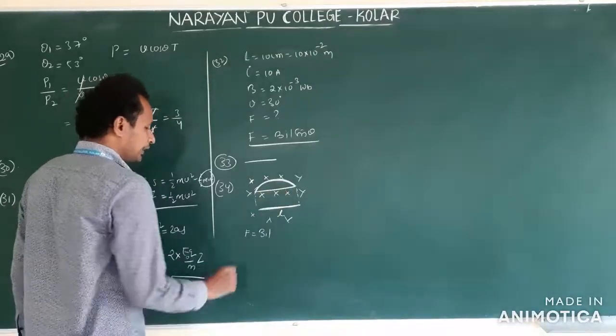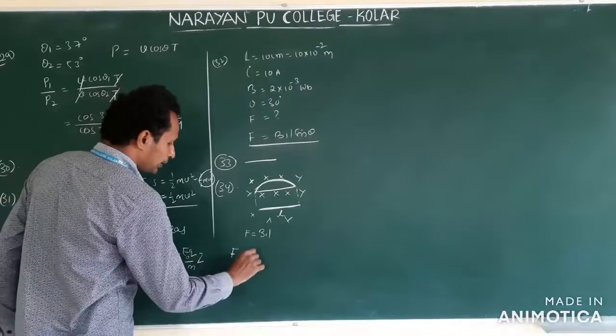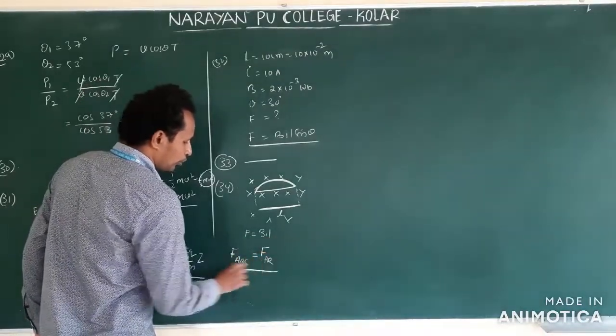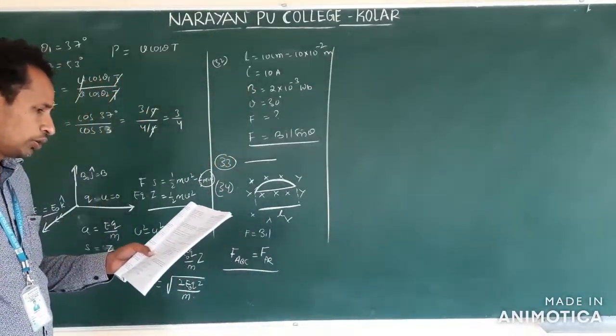Then how do we write the relation? F of conductor ABC is equal to F of PR. Both conductors experience the same force. Now come to 35.